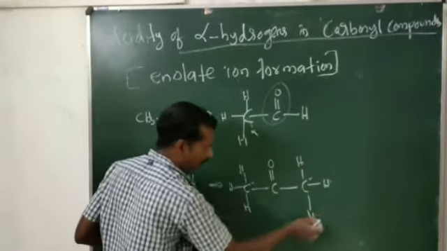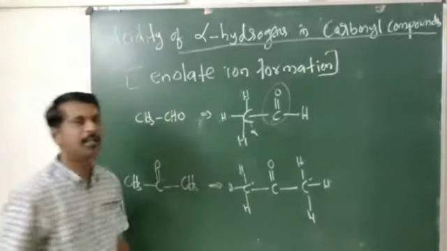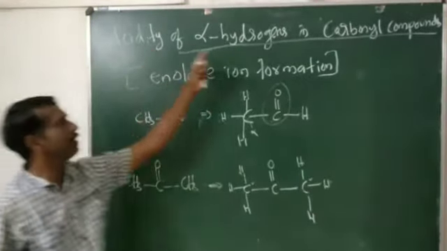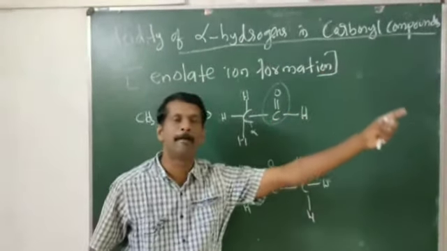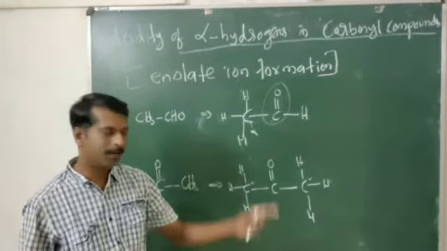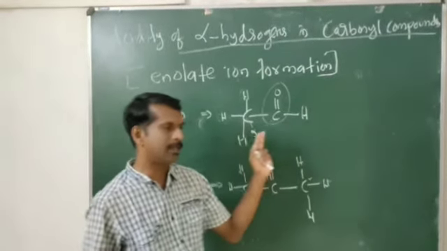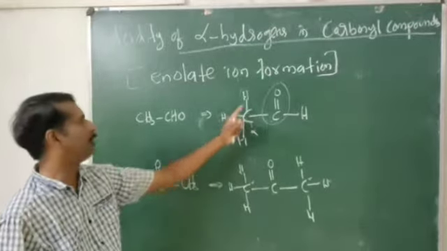This is alpha hydrogen. These are also alpha hydrogen. Now, what is our heading? Acidity of alpha hydrogen atom in carbonyl compound. What is the meaning of that? What do you mean by acidity of alpha hydrogen?